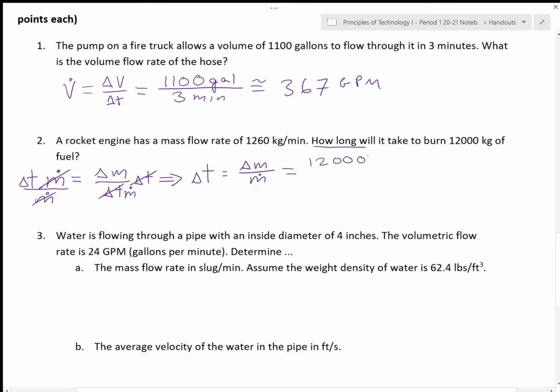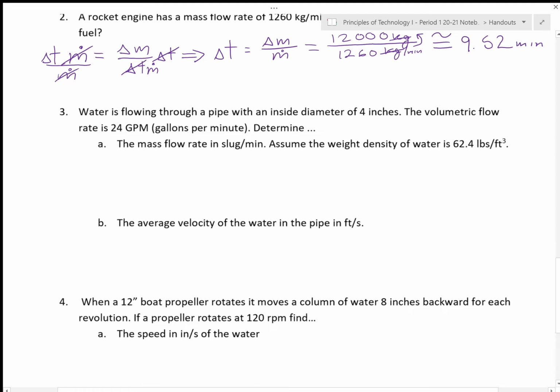The change in mass that we're going to go through is 12,000 kilograms, and that mass is going to flow at a rate of 1,260 kilograms per minute. Kilograms cancel one another out. The minutes move from the denominator of the denominator to the numerator, and we have 12,000 divided by 1,260, and we get about 9.52 minutes for this mass to flow.